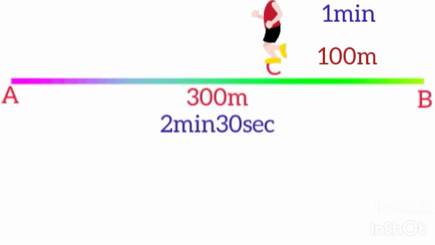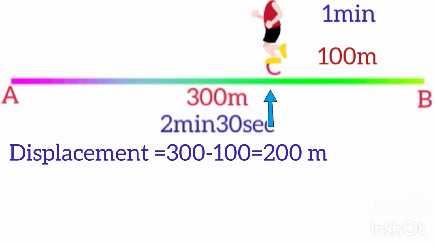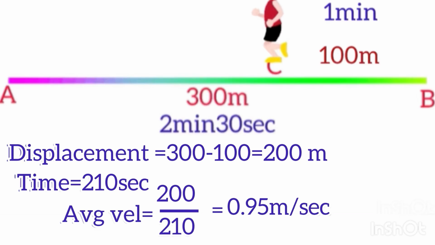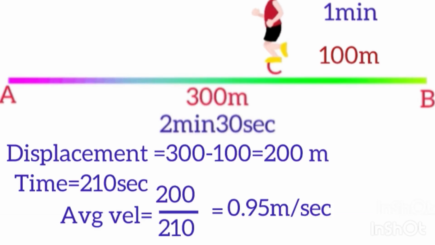Now for average velocity, we need displacement. Initial position of athlete is A and its final position is C. Therefore displacement is AC, which is equal to 300 minus 100, that is 200 meter. He took 210 seconds to move from A to C. Therefore total time is 210 seconds. Average velocity is 200 divided by 210, which is approximately equal to 0.95 meter per second.